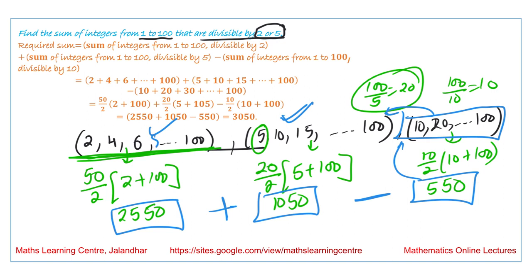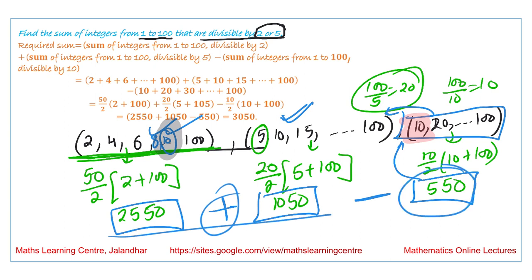We are saying we have the number over here, 10. This 10 is being counted over here, and this 10 is being counted over here. So it is being counted twice, so we are subtracting this value over here, this 10. So the final answer we obtain is the sum of these two minus the numbers divisible by 10. On solving this, the final answer we obtain is 3050. So this is the required sum.